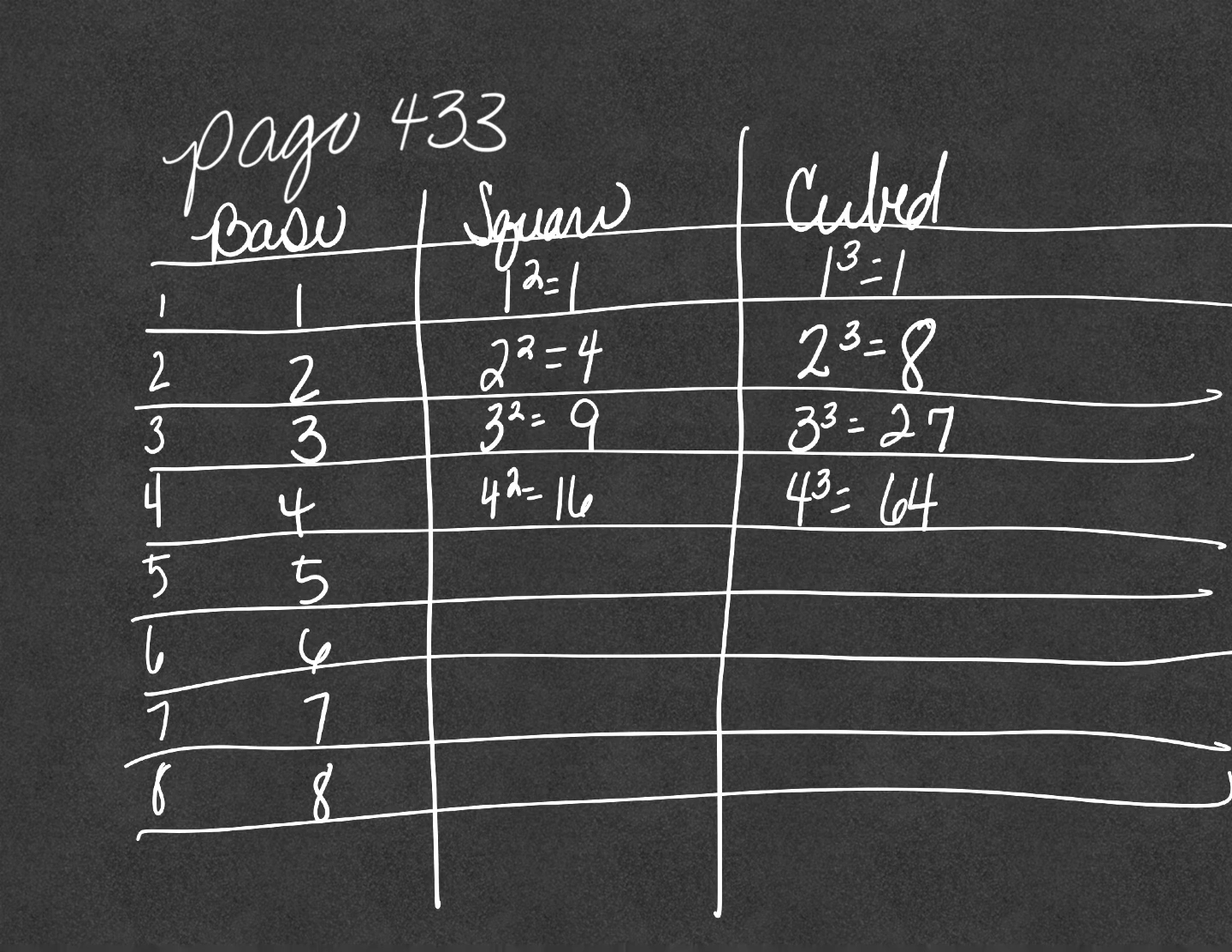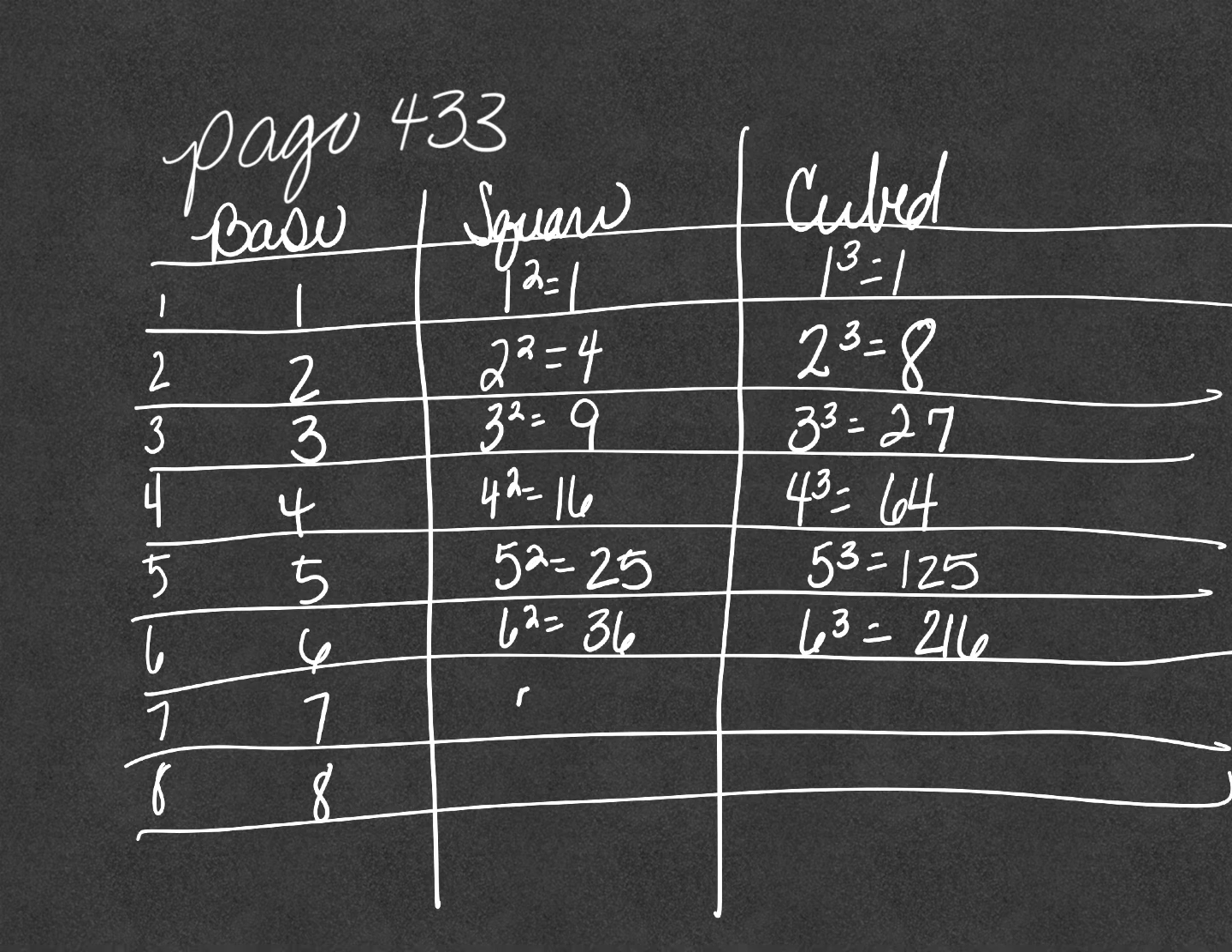How about 5? 5 squared is what? 25. What is 5 cubed? 125. How about 6 squared? 36. What about 6 cubed? 6 times 6 times 6. Well, 6 times 6 is 36. 216.